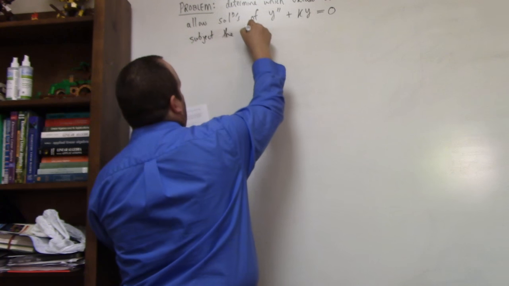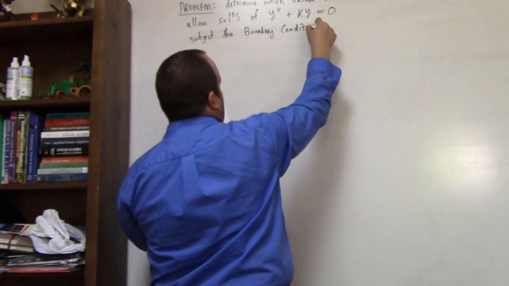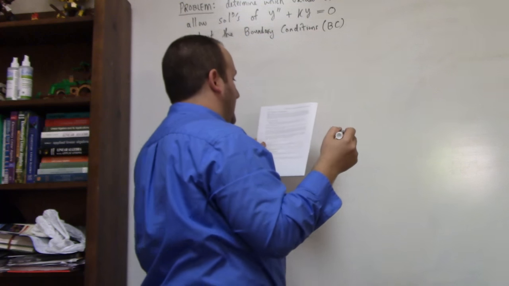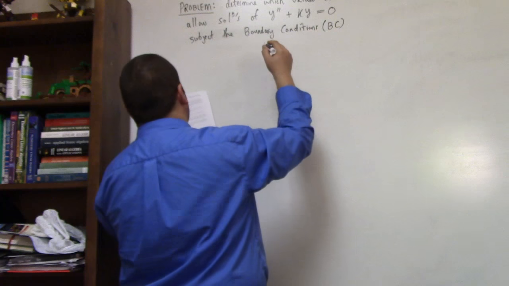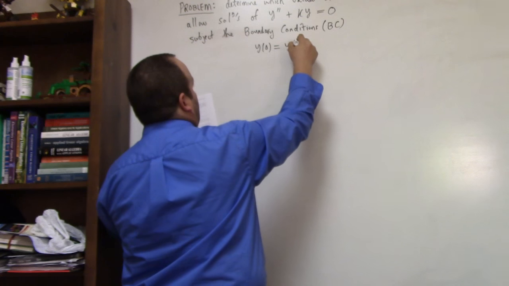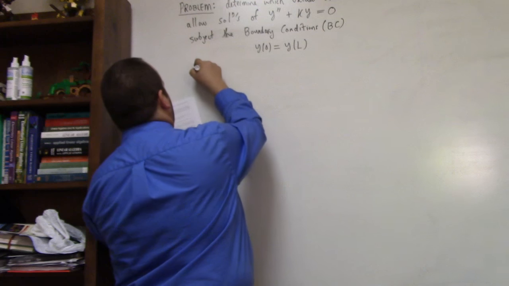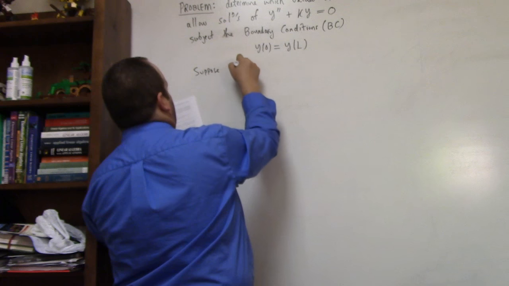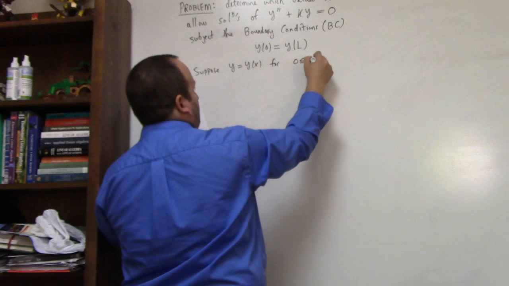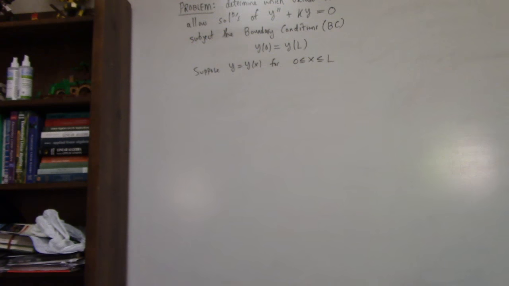So I'm going to write this out once, boundary conditions. What we like to do is use abbreviations, so that's going to be BC, boundary condition, all right? What are the boundary conditions that I have in mind? y of 0 is equal to y of L, all right? And we're supposing y is a function of x, and we're looking at 0 less than or equal to x less than or equal to L. That's our context. That's what we're looking at.